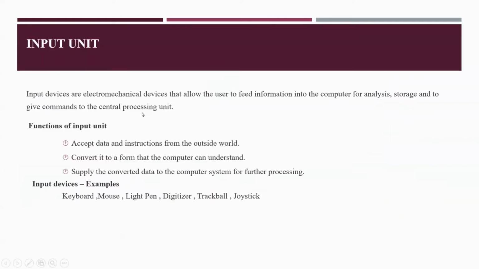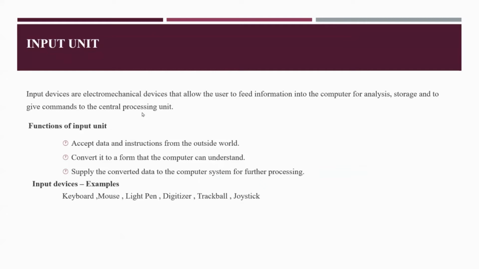So now we'll see what the input unit is. The input unit basically performs the function of feeding information into the computer. Why do we need to feed the information? Because we need to do some computation which is not possible to be analyzed by human beings. This computed value will be stored in the memory unit. The input unit will take the input data from the input devices, and examples of input devices are keyboard, mouse, light pen, digitizer, trackball, joystick, etc.